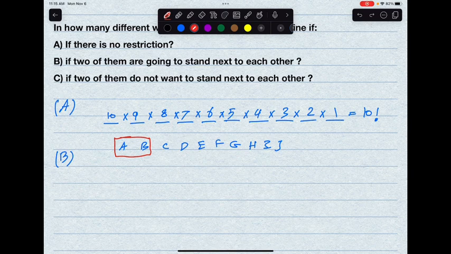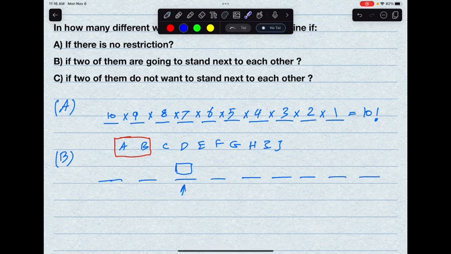Okay, so one of those situations is this. I can say we have 9 places, 1, 2, 3, 4, 5, 6, 7, 8, and 9. Let's say A and B stand here. Okay, and then the other 8 will be here.